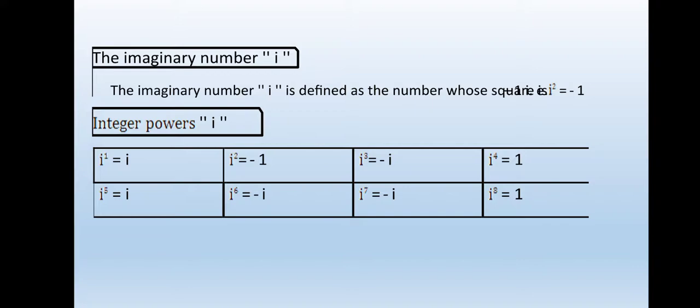Integer power of i. i power 1 equal i, i power 2 equal negative 1, i power 3 equal negative i, i power 4 equal 1. We must remember the first 4 here, because i power 4 equal 1, and i power 8 equal 1. That means any multiple of 4 equals 1. We must remember that to simplify i.